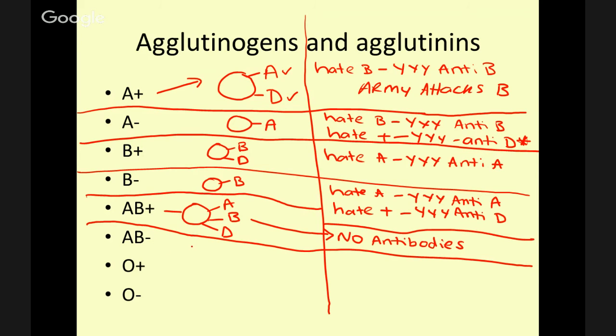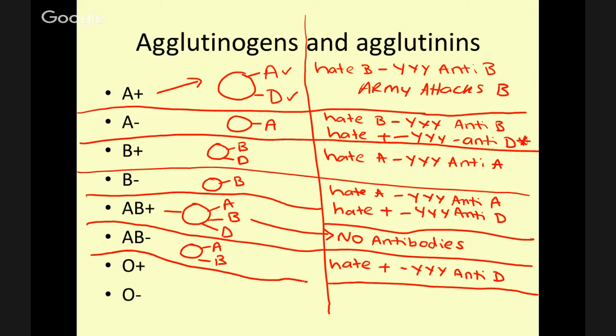All right, what about AB negative? They'll have the flag for A and the flag for B, and that's it. So they're going to have an army that hates the positives, though. So if you're AB negative, you cannot get any positive blood types because you have an army of antibodies that are anti-D, right?